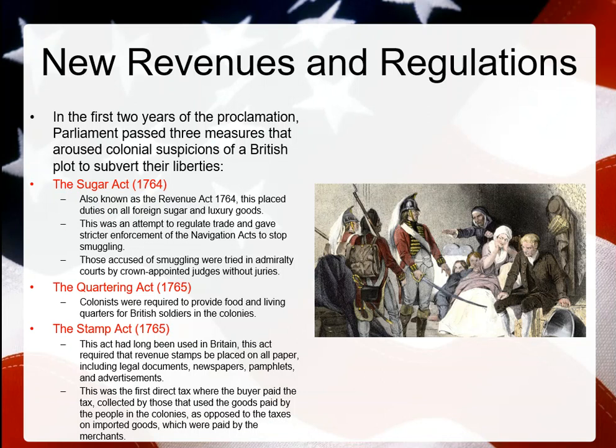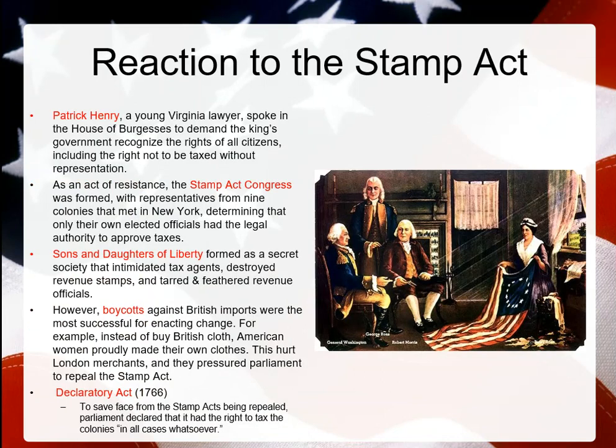So the Stamp Act was a big red flag for Americans because they felt like this was again them getting picked on, and they didn't have any representation at Parliament to say, don't do this anymore. Let's vote against this. So, what are the reactions we see? Well, Patrick Henry, who's a Virginia lawyer, speaks in the House of Burgesses to demand the king's government recognize the rights of all citizens, including the right to not be taxed without representation.